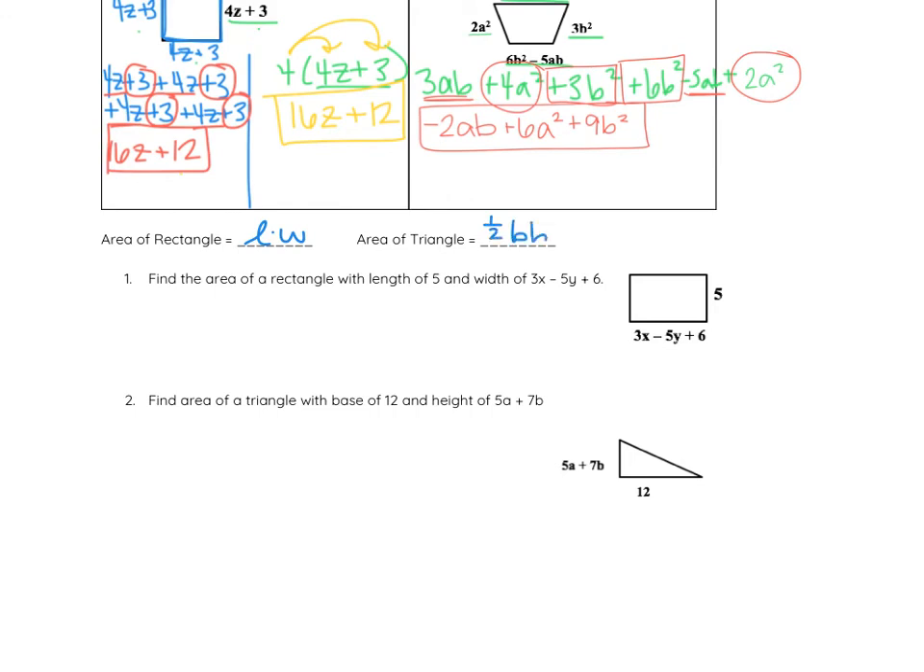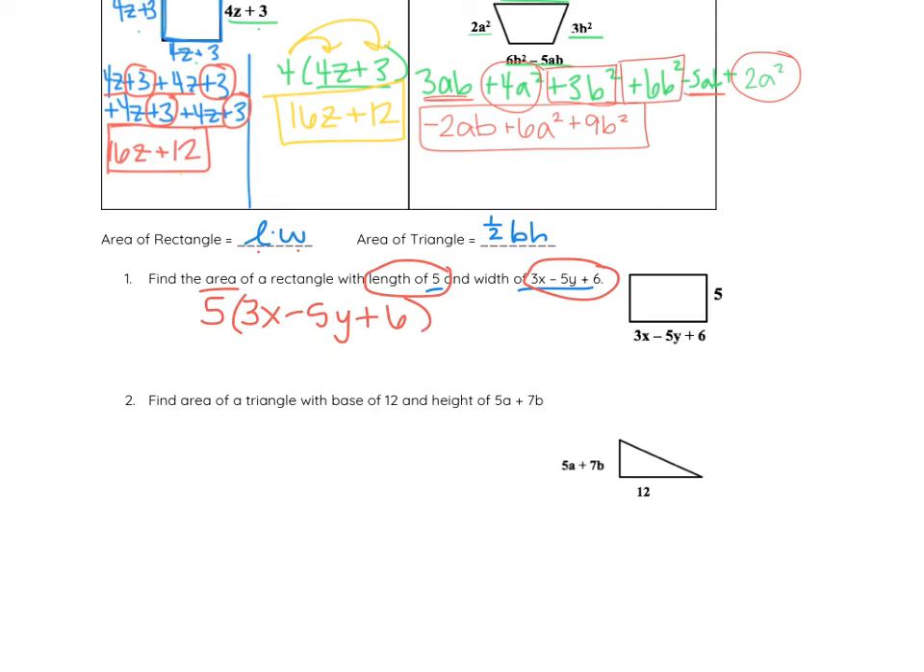So for the first one, it says, find the area of a rectangle with a length of 5 and a width of 3x minus 5y plus 6. So because the area of a rectangle is length times width, I'm going to multiply the length and the width. So I'm going to do 5 times 3x minus 5y plus 6.